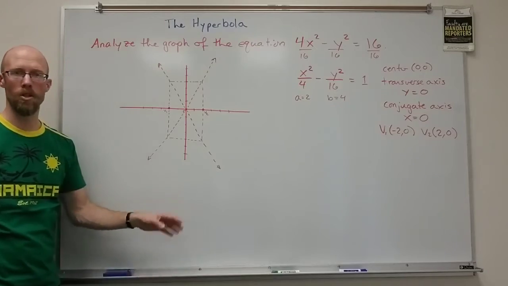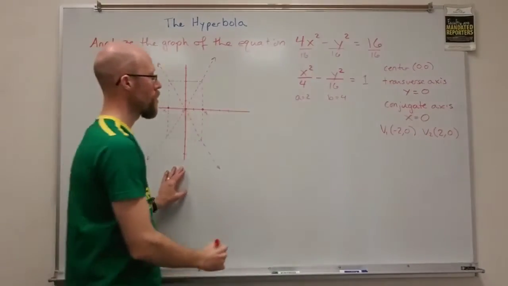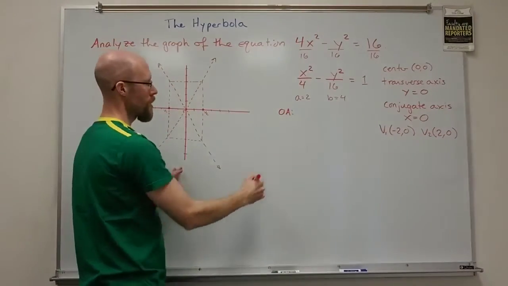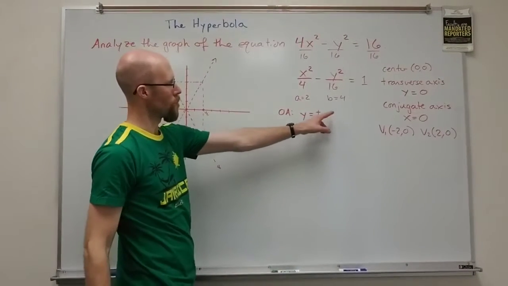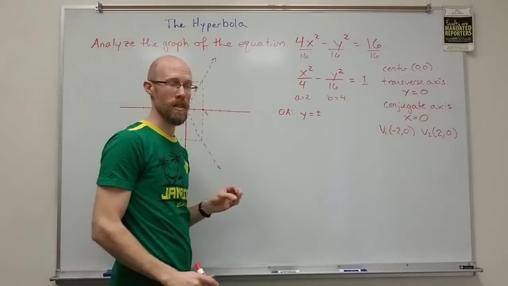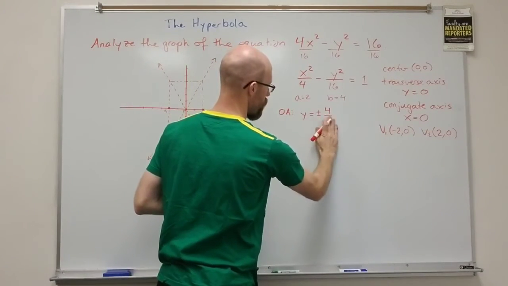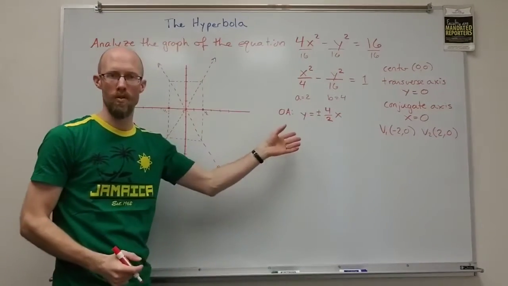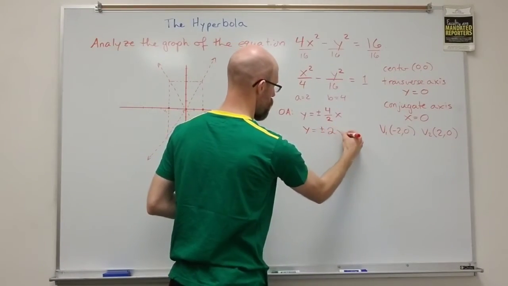Okay, so those are my two oblique asymptotes. Now, what are their equations? Well, the oblique asymptotes are going to be y equals plus or minus, remember it's the b over a, the y over the x every time. So b over a times x. Well, of course I would reduce that fraction, so y equals plus or minus 2x.